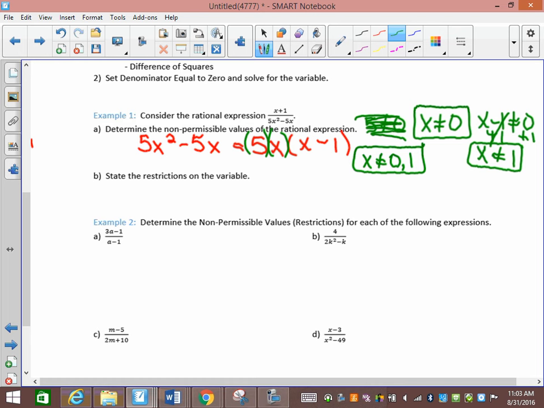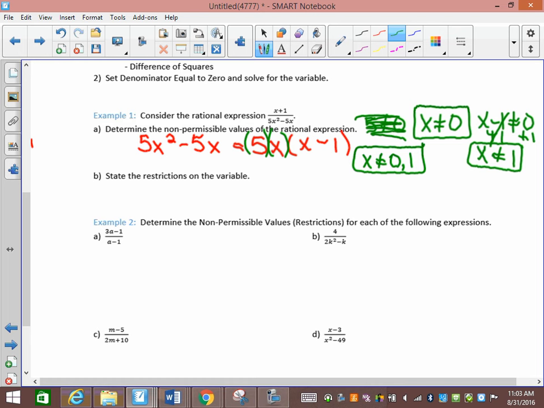Now, just like in grade 10, I told you you could have checked your factors. You could have expanded the factors that you got and seen if you got your question back again, right? Same thing here. You can check the non-permissible values. Take each one separately, plug it in, and see if you get a 0 in the denominator. So I take this 0, and I plug it in. 5 times 0 squared is 0. Minus 5 times 0, 0. What's 0 minus 0? 0. So that 0 would get me a 0 in the denominator, so it's good.